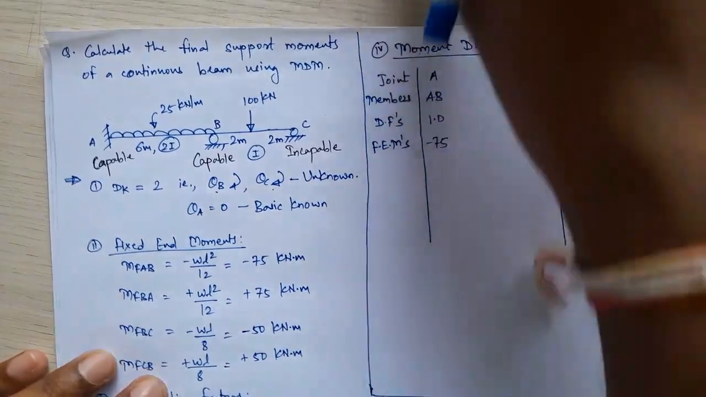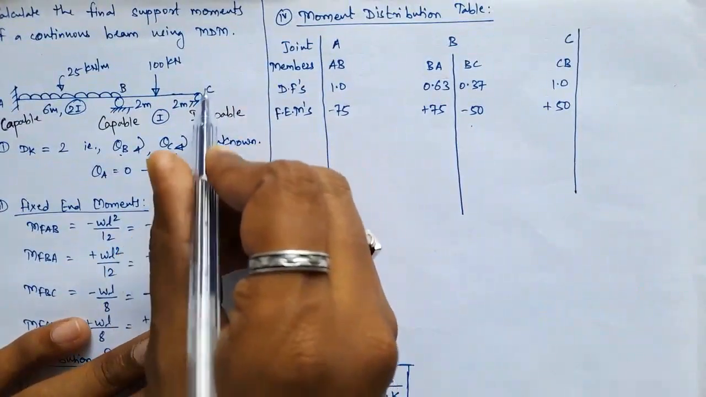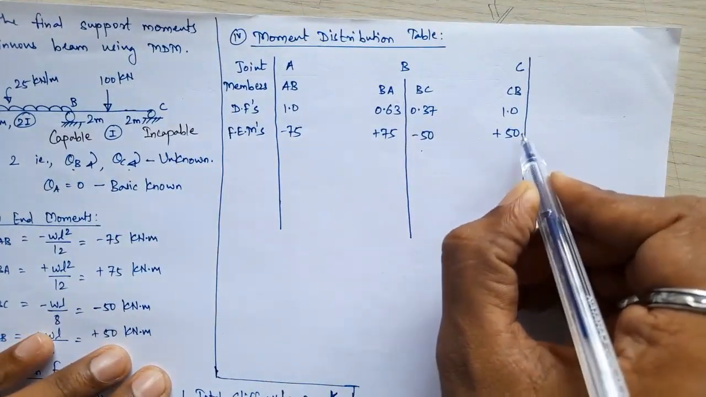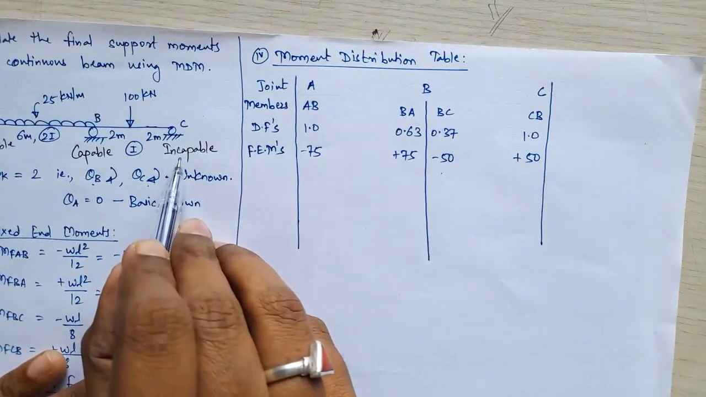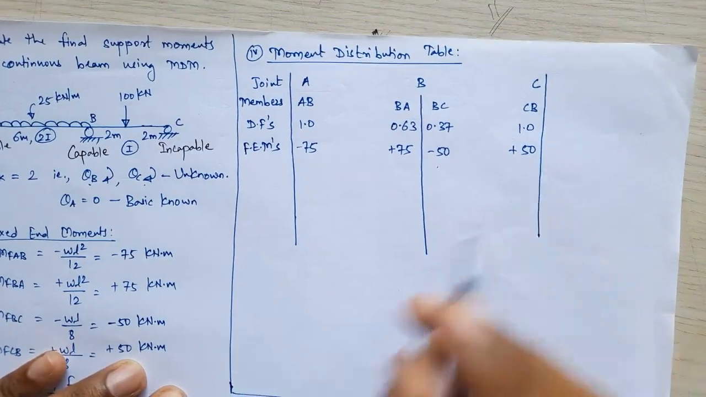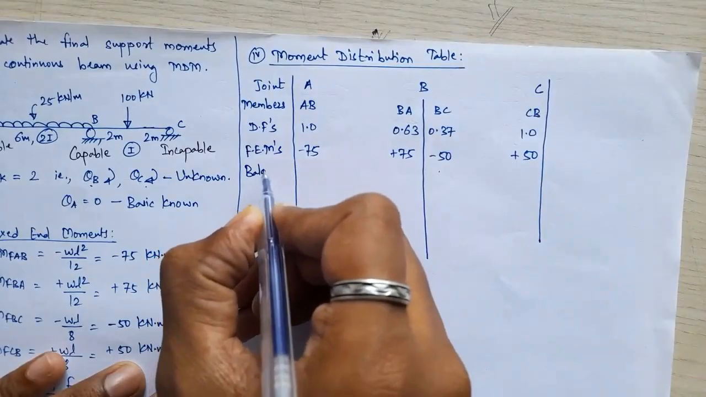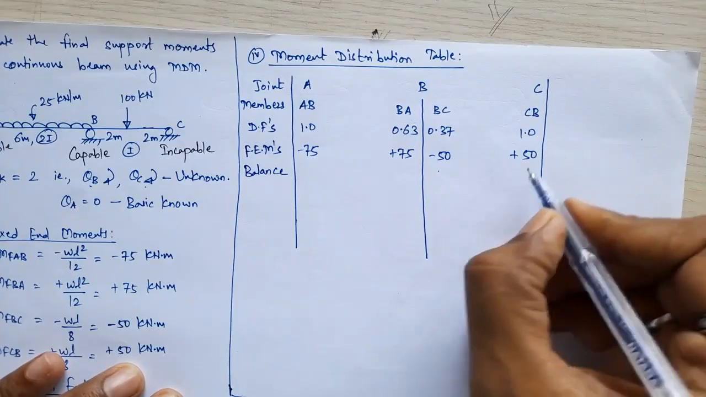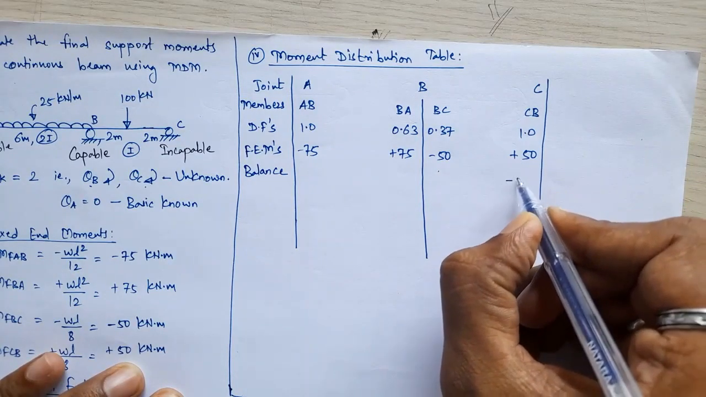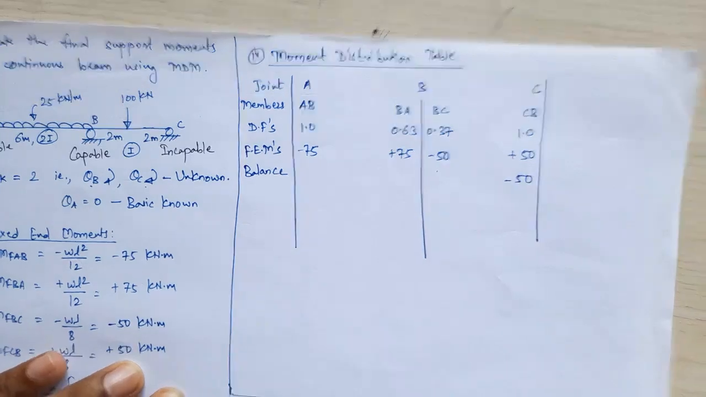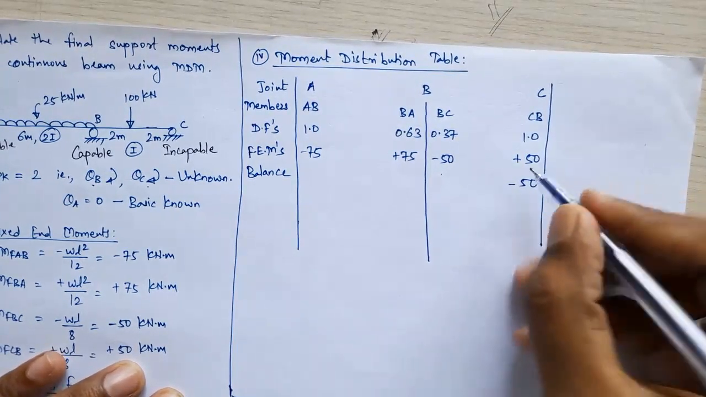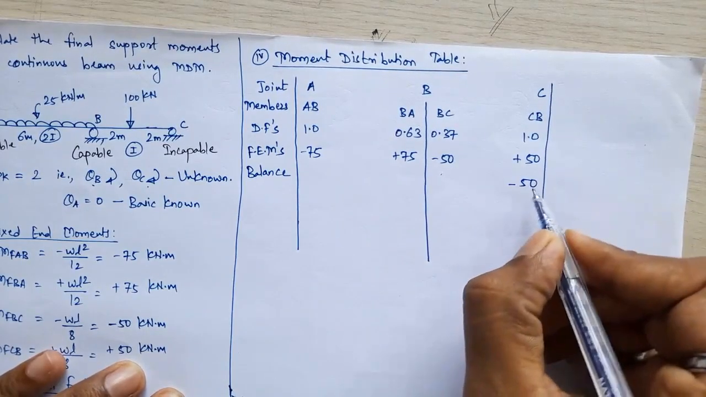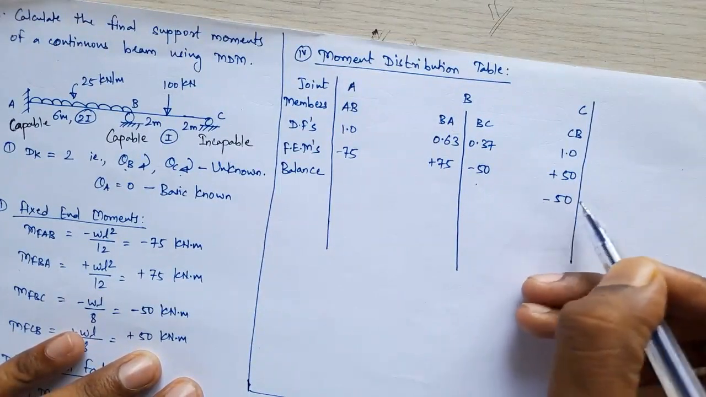So balancing the moment means what? For this incapable support, that is for member CB, you are getting a certain value of moment, that is plus 50, but it is incapable of resisting this moment. So first thing you have to do is balance that moment to 0. That means you have to make this moment equal to 0. How will I make this moment 0? By applying a negative moment of minus 50. So plus 50 minus 50 will become 0.